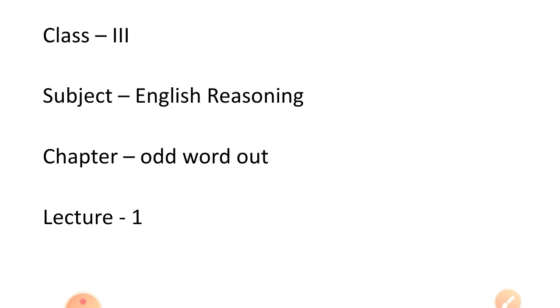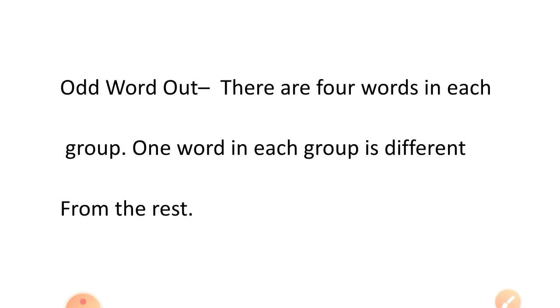Students, today we will discuss the topic Odd Word Out. In odd word out, there are 4 words in each group. One word in each group is different from the rest. In this topic, there will be 3 words that have the same common properties, while one is different from the 3. Let's start.